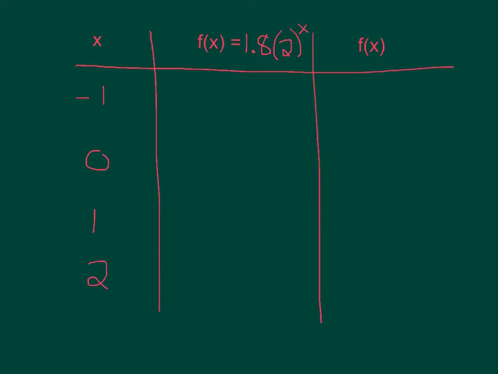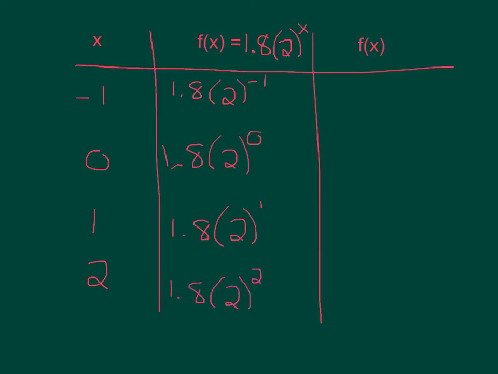So if we plug all of those numbers into our function, we'll have 1.8 times 2 to the power of -1, 1.8 times 2 to the power of 0, 1.8 times 2 to the power of 1, and then 1.8 times 2 squared. So the reason we're doing this is a quick review on order of operations when you have an exponential function, and then we're going to analyze what happens with our results.